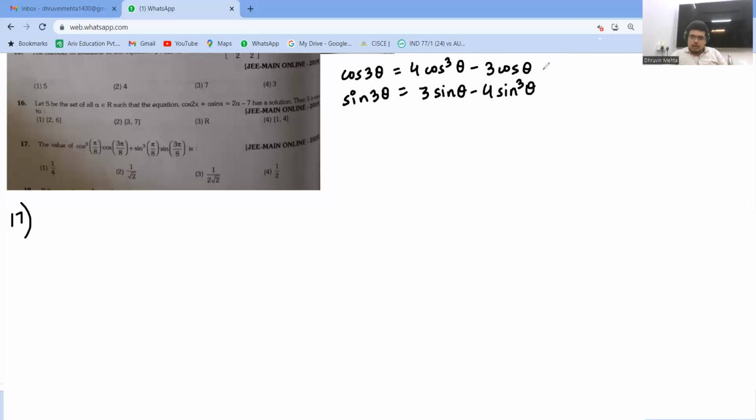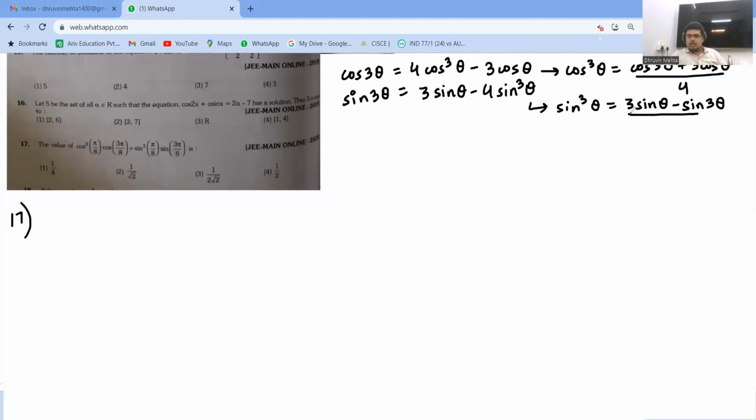अब यहां से हमें cos cube theta मिलेगा, which will be cos 3 theta plus 3 cos theta upon 4, and यहाँ से हमें sin cube theta मिलेगा. sin cube theta will be equal to 3 sin theta minus sin 3 theta, the whole upon 4. Are you following this, Arush?